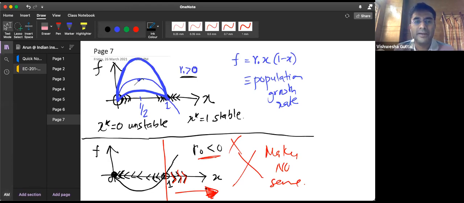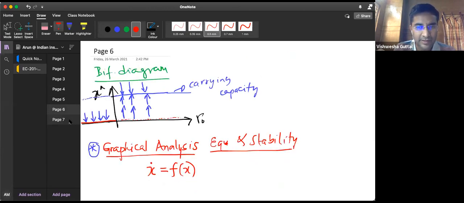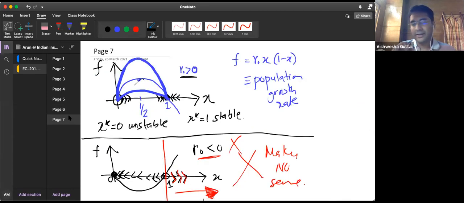Is that fine? But the graphical method is a very useful method to gain intuition of what's happening. One can just plot the function for a given set of parameter values and get some intuition of what all the equilibrium values are, which are the stable equilibria, which are the unstable equilibria, and so on.